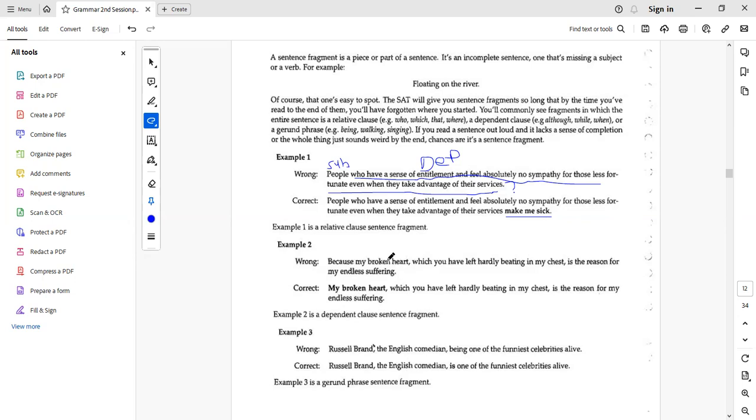Where's the verb? Which you have left hardly beating in my chest is the reason for my endless suffering. Okay, the verb is here. So because my broken heart is the reason for my endless suffering, which you have left hardly beating in my chest, this is dependent.